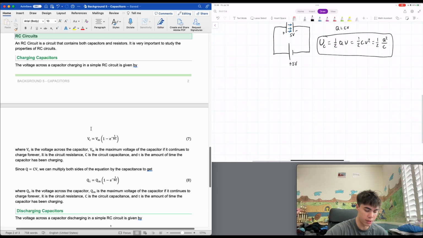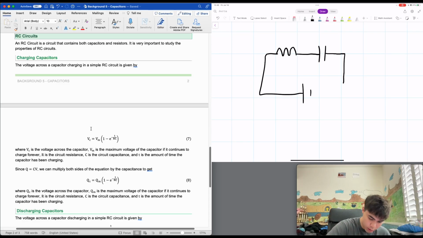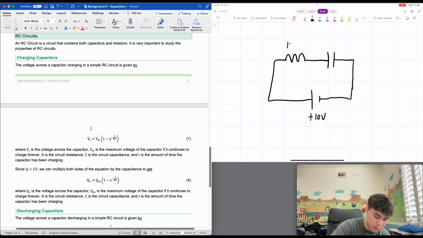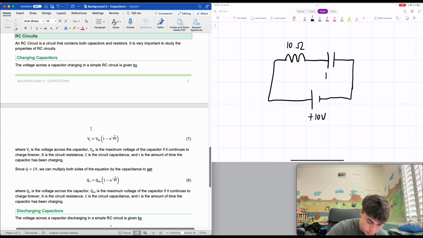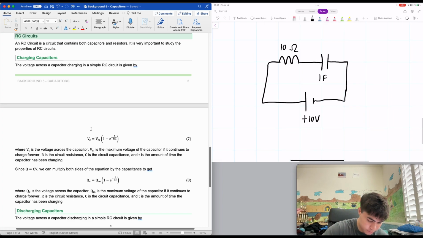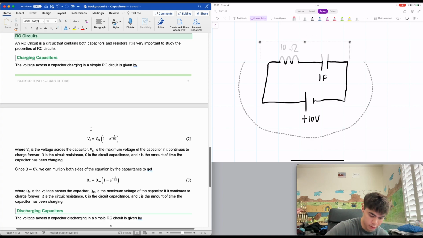RC circuits and charging capacitors. So let's say we have a battery here of 10 volts, and this is 10 ohms. It doesn't really matter. And this is 1 farad. The unit for capacitance is the farad. And I'll make this bigger.